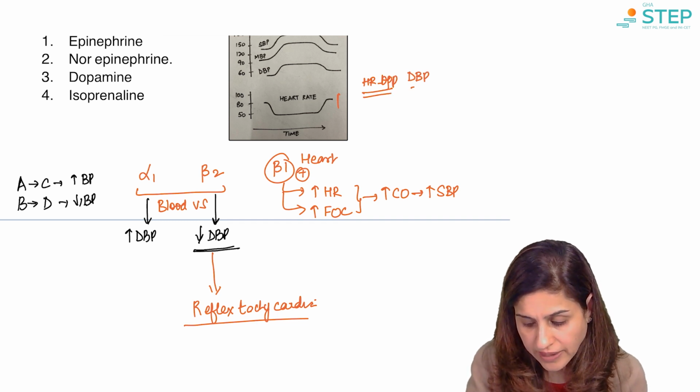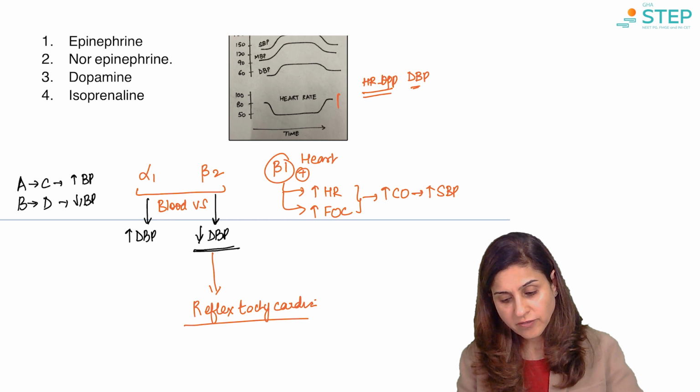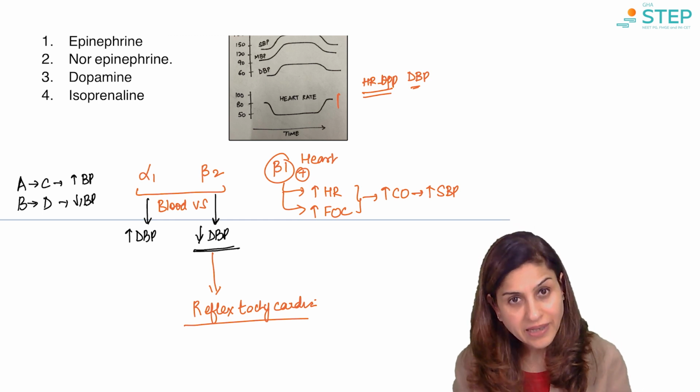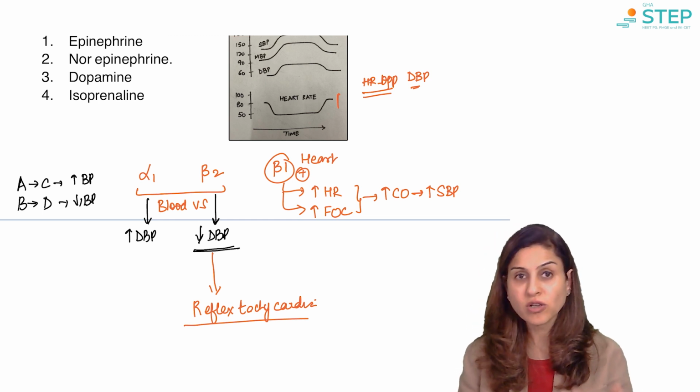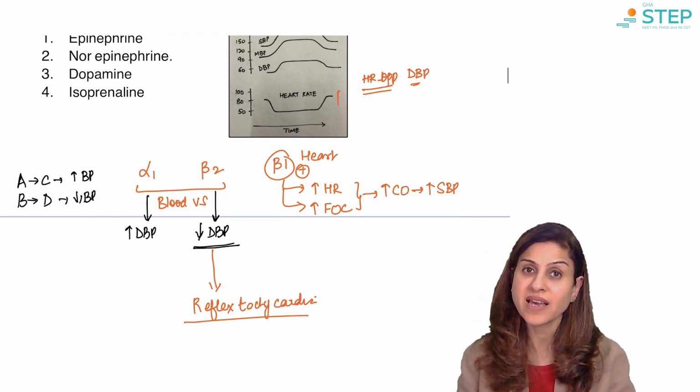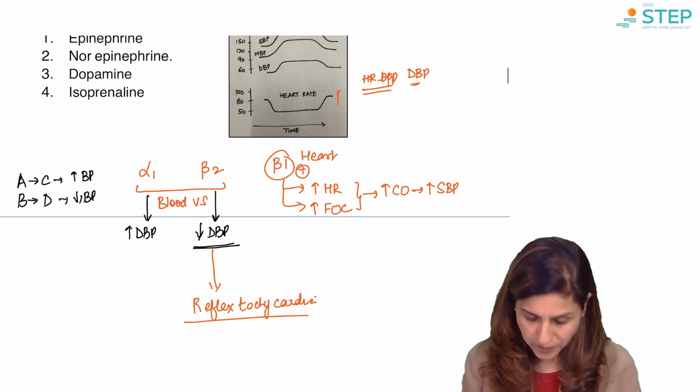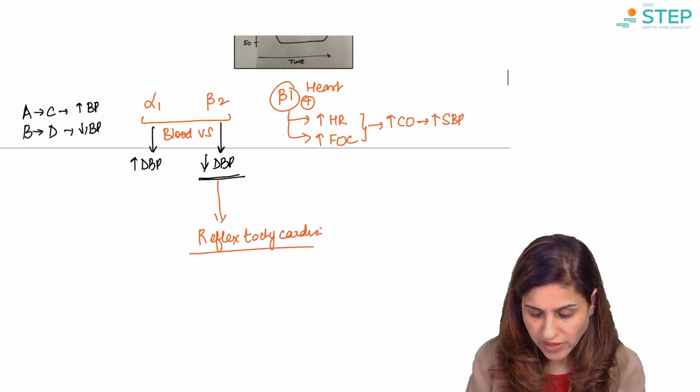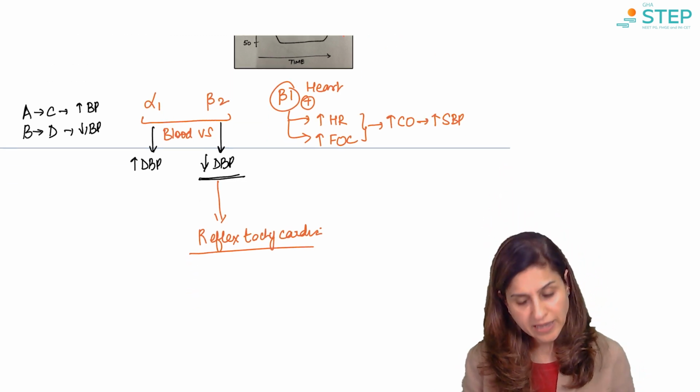So if you see the diastolic blood pressure falling, there would be reflex tachycardia. If you see the diastolic blood pressure rising, there will be reflex bradycardia. Remember that. All right. So here, if there is a fall in DBP, there will be a reflex tachycardia.